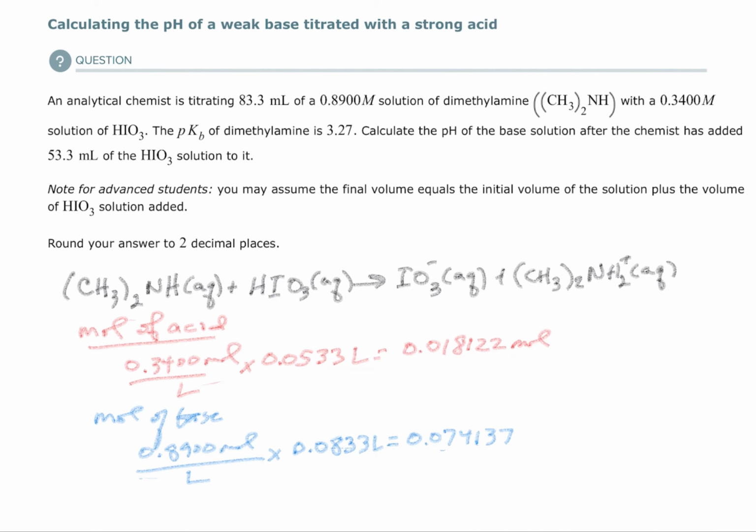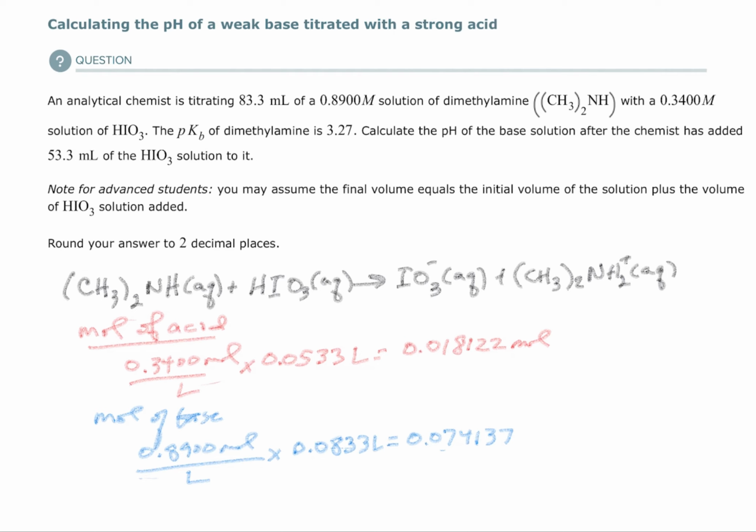So I want to find out how much is left over. Do I have more acid left over? Do I have exactly the same amount where it cancels out? That would be the best kind of question. Or do I have more base left over? So I find out the number of moles.